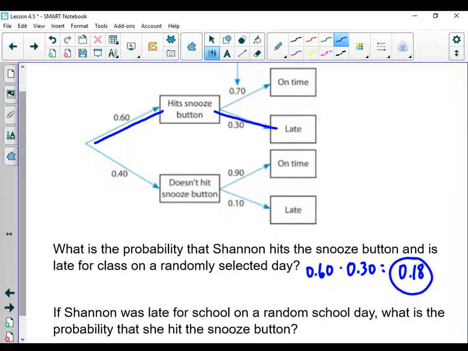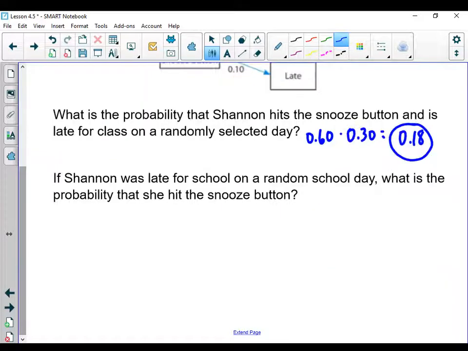All right, what about this next one? This next one says, if Shannon was late for school on a random day, what's the probability that she hit the snooze button? Well, think about what this is saying. This is saying, what's the probability that Shannon hit the snooze, given that she was late? So we already know that she was late. We've got to figure out, okay, what's the probability that she actually hit the snooze?